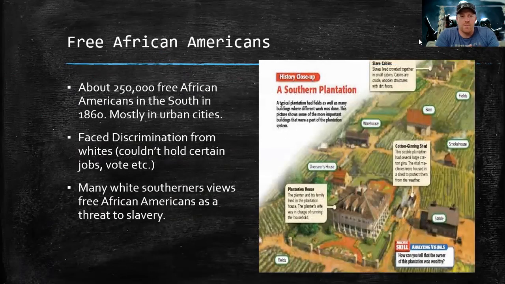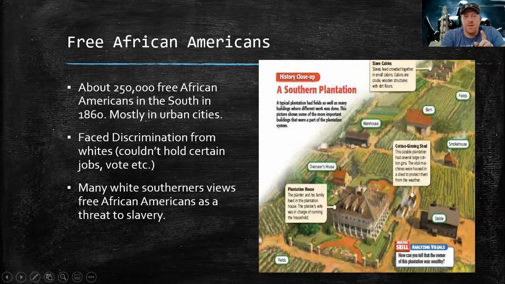All right, what about free African Americans? About 250,000 free African Americans in the South, mostly in big urban cities like Atlanta. They faced discrimination, couldn't vote, couldn't hold some jobs, stuff like that. And many white Southerners viewed free African Americans as a threat to slavery, because if their slaves can see free African Americans, then their slaves could want to become free.